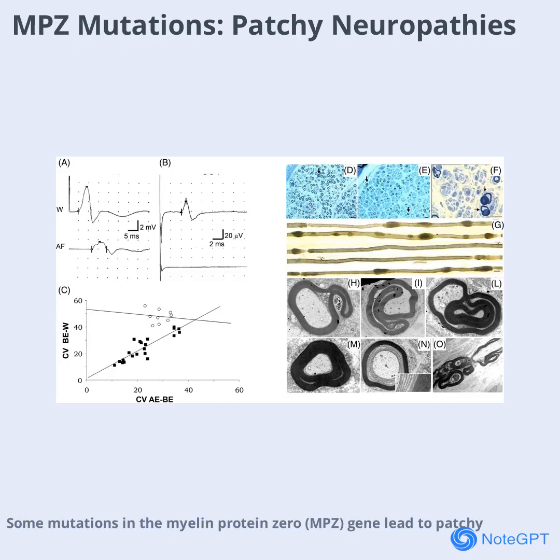Mutations in the myelin protein 0 (MPZ) gene lead to patchy non-uniform conduction slowing with conduction block and temporal dispersion. Pathology shows myelin thickenings, infoldings, and occasional tomacula, especially at the perinodes. These features can mimic acquired demyelinating neuropathies and highlight the overlap between genetic and immune-mediated disorders.